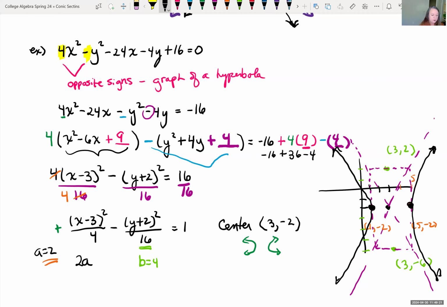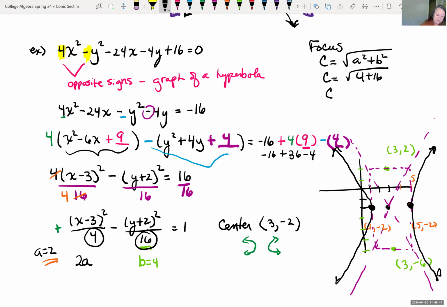And if we wanted to find the foci, let's just do that really quick because we didn't do that on the last one. We know that c squared is equal to a squared plus b squared when we're dealing with a hyperbola. So c is equal to the square root of 4 plus 16. So c is equal to the square root of 20, which is 4 times 5. Square root of 4 is 2 root 5.